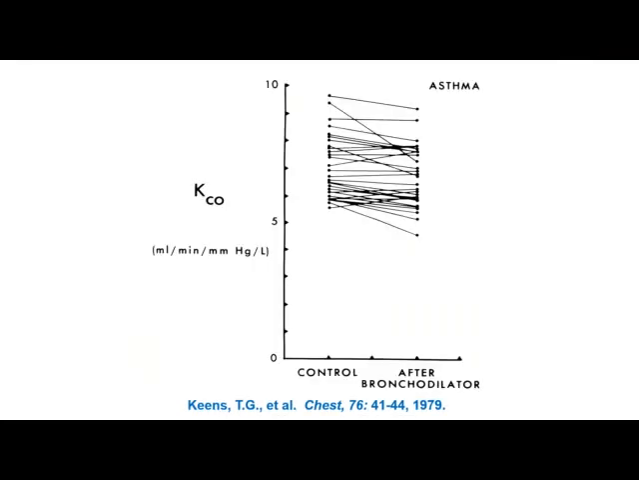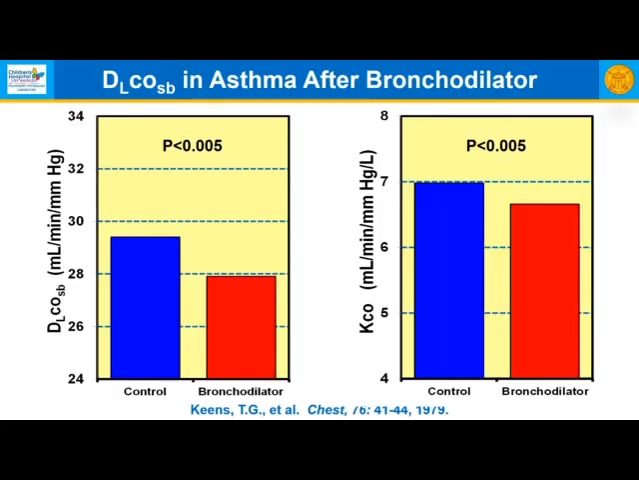Next, we took a group of asthmatics, and after treating them with bronchodilators, if they had a bronchodilator response, we measured their diffusing capacity again. Those asthmatics who had an improvement in airflow following bronchodilator had a fall in general of their KCO. And this is shown again here. DCO in the control, following bronchodilator, it decreased. KCO in the control, following bronchodilator, it decreased.